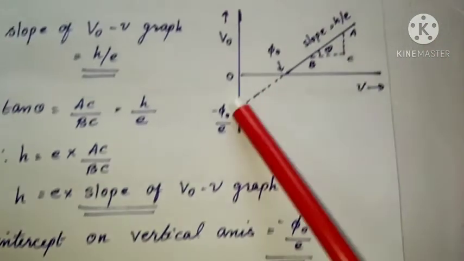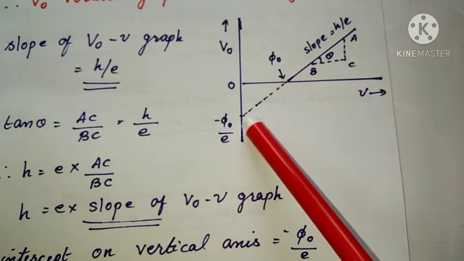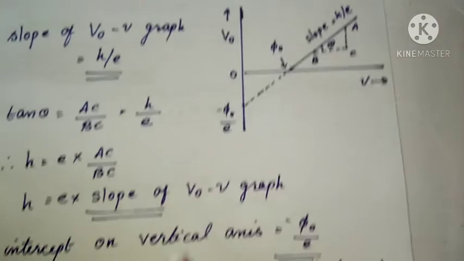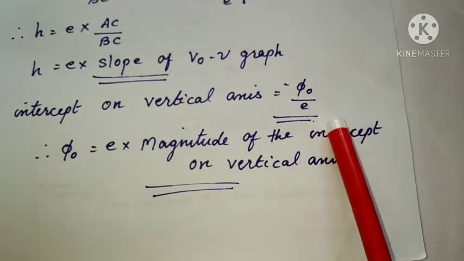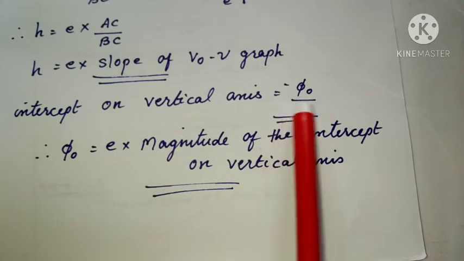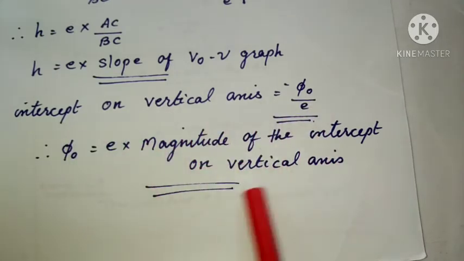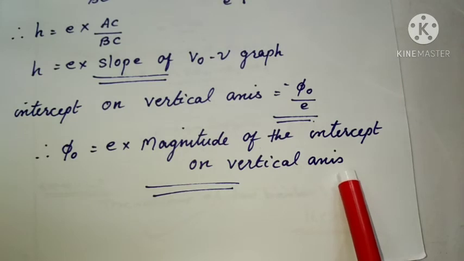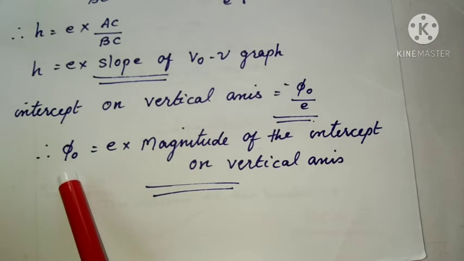Similarly, the graph's intercept on the vertical axis gives the constant minus phi 0 by e. So the intercept on the vertical axis equals minus phi 0 by e. Therefore, phi 0 equals e into the magnitude of the intercept on the vertical axis. Clear? In this way we can find the work function phi 0.